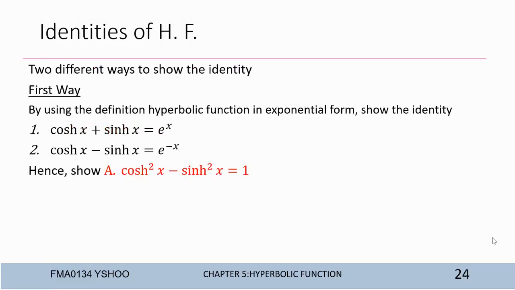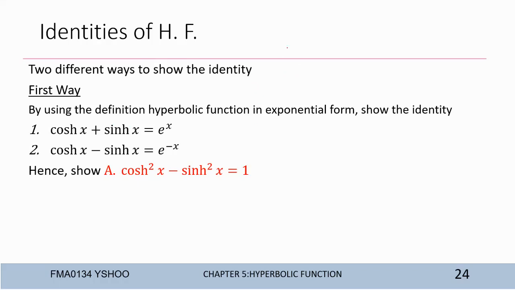So now let us look at the first one, the one using the definition of hyperbolic functions in exponential form. The first one, number one: cosh x plus sinh x equals e^x. This one we already showed in the first video, but that doesn't matter. So how do we want to show this one?